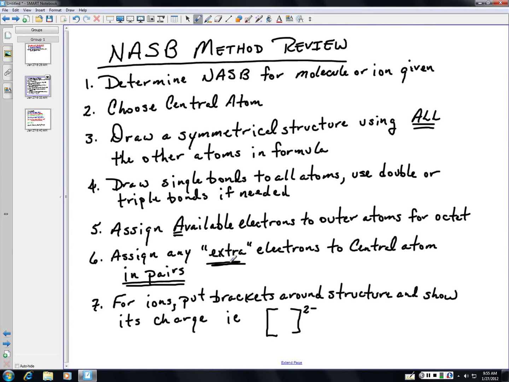And step 7, if you're drawing an ion, put brackets around the structure when you get it drawn and show its charge. All right, so you've got the structure drawn in here. You've got to put brackets around it, and you have to put the charge, like a -1 or a -2 or a -3 or a +1 or a +2, depending on what the charge is. It needs to be outside the bracket to get full credit for drawing the right ion.